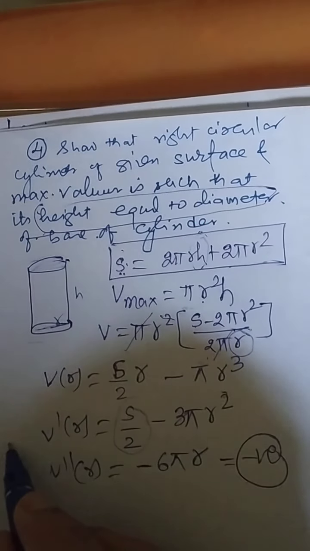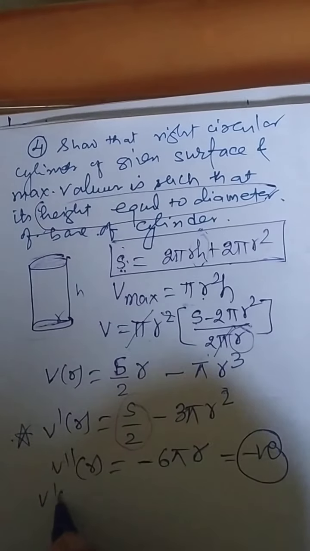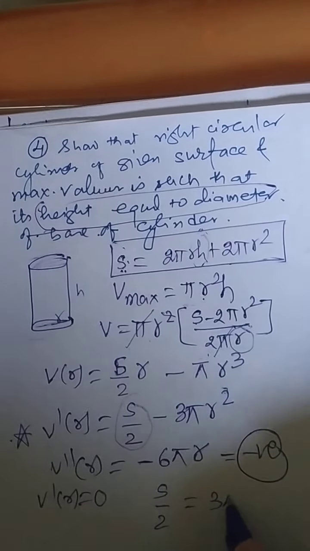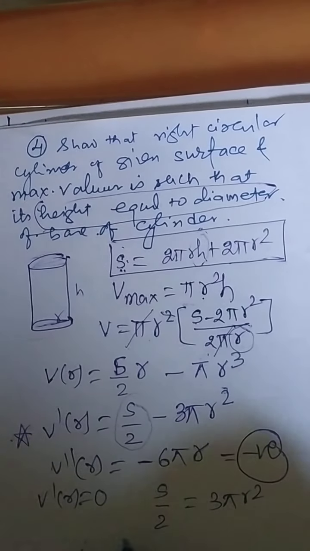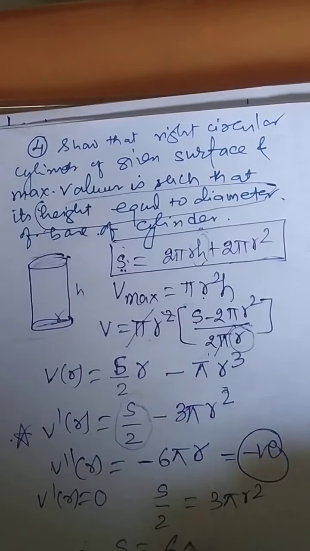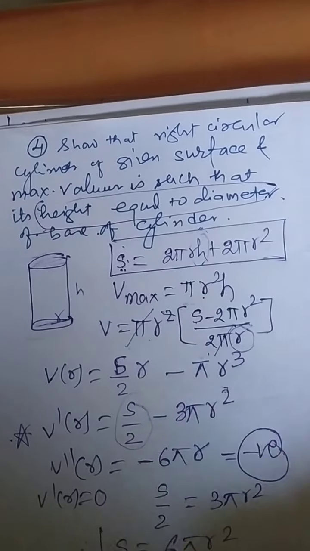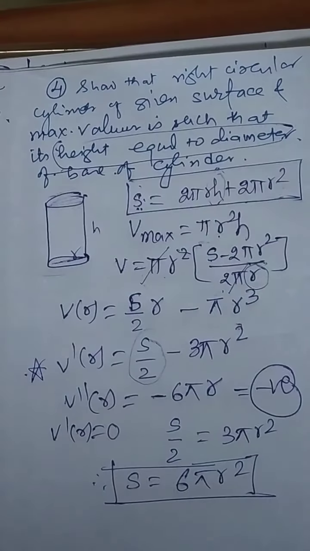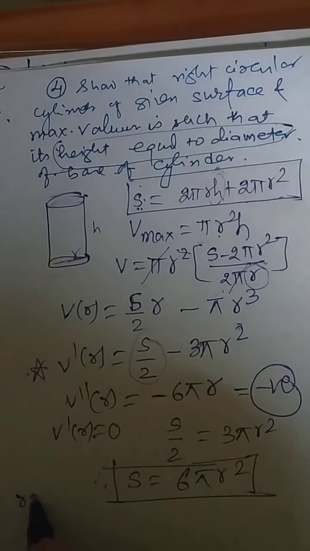Value of R you will get from this expression. Maxima minima: V dash of R will be equal to 0. So S by 2 will be equal to 3 pi R square. That is, the value of S is nothing but 6 pi R square. So with this condition you can get it. Suppose someone is asking me what is the value of R, then I should say R will be equal to square root of S by 6 pi.